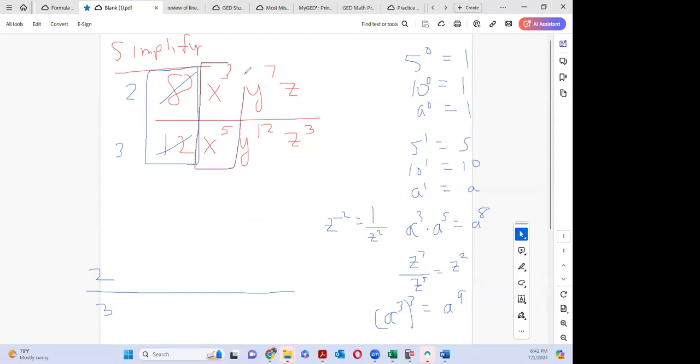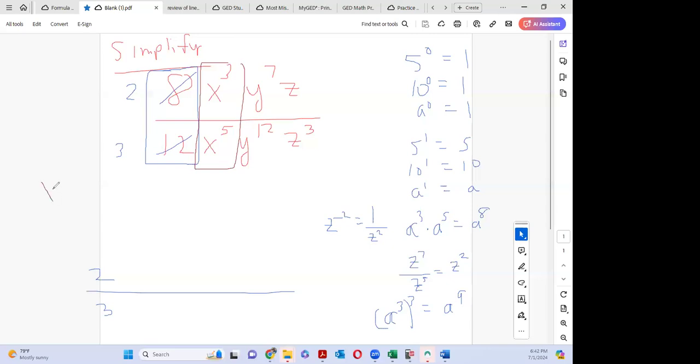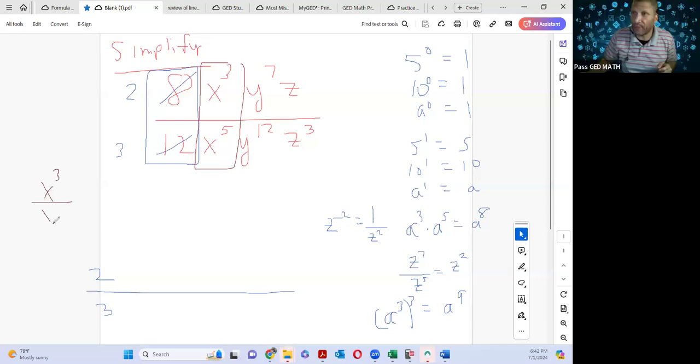Now, what's that line mean between? Division. So we have x to the third divided by x to the fifth. What happens is we're going to subtract the exponents because we're dividing exponents with the same base. Right, the base is x. The exponents are 3 and 5. Does everybody understand that?